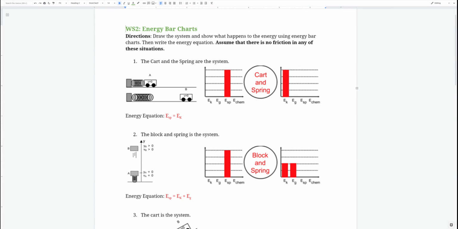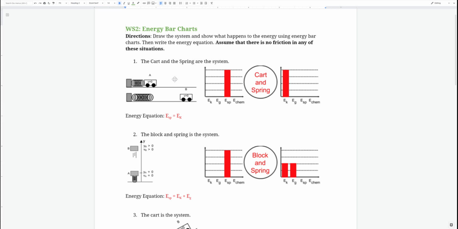All right, here in the first problem, first we have to define our system. So the cart and spring are the system. We write that in the O. Then we look at our situation here. The car is not moving, the spring is compressed, and then at the end it looks like the spring uncompressed and launched the car. It says V greater than 0, so it's moving.